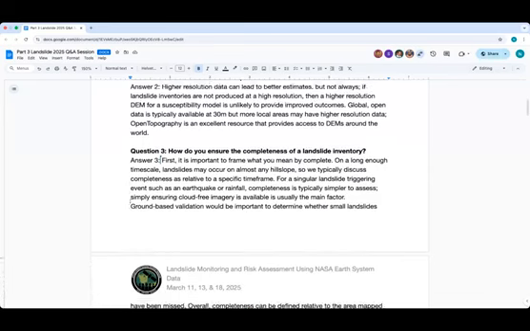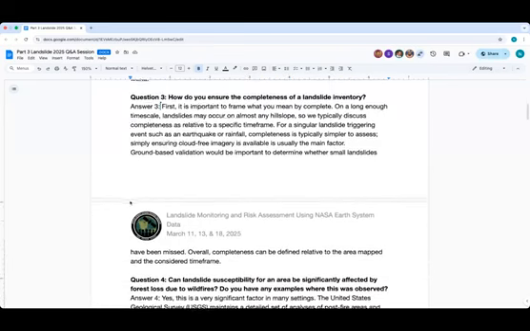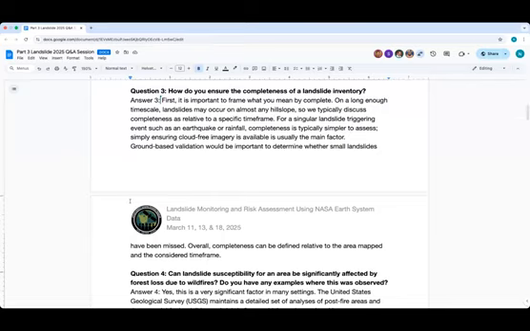Okay, terrific. Question number 3. How do you ensure the completeness of a landslide inventory? This is an excellent question.